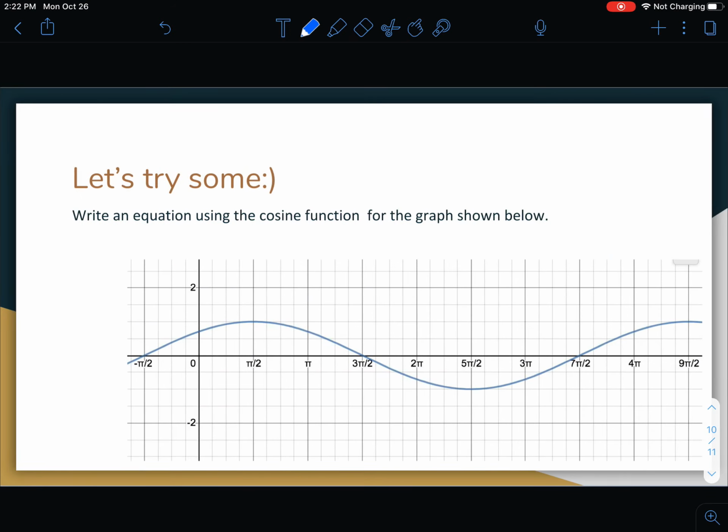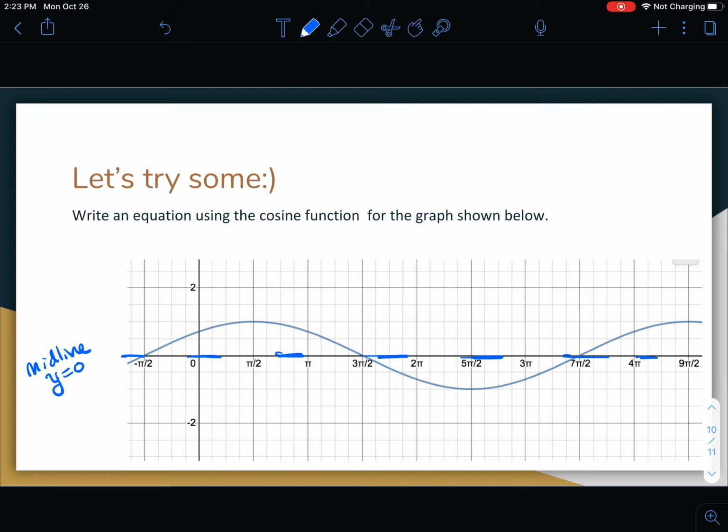Okay, let's take a look at number 2. Now, I would recommend pausing and trying to see if you can figure out this cosine function. Okay, so when I'm looking at this, I want the cosine function. I'm looking at a midline that's right on the axis. So nothing too crazy there. So midline is just y equals 0. So that means no vertical shift.